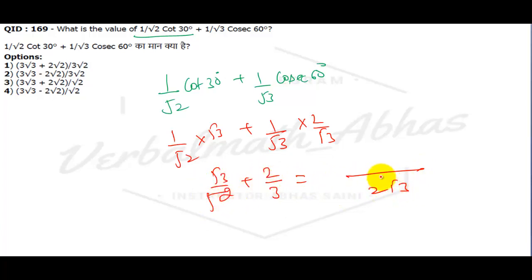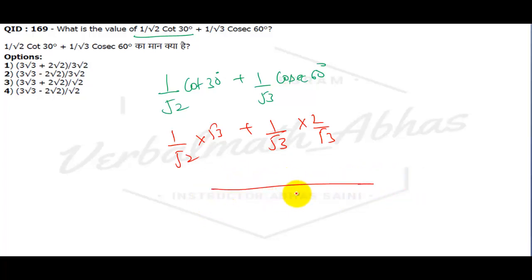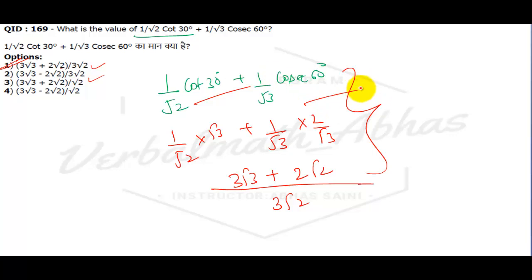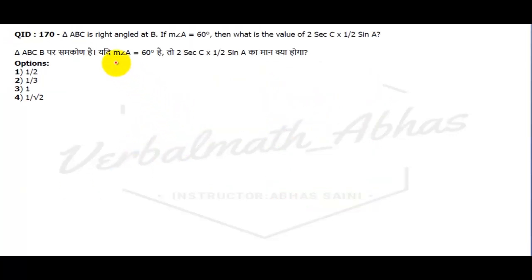So root 3 by 2 plus 2 upon 3, just take the LCM, which will be 3 root 2. Now 3 root 3 plus 2 root 2, upon 3 root 2. So A is your answer, the first option. This is a simple question. You just have to put the values of cot 30 and cosec 60 and you can simply proceed further. Okay, now next question.